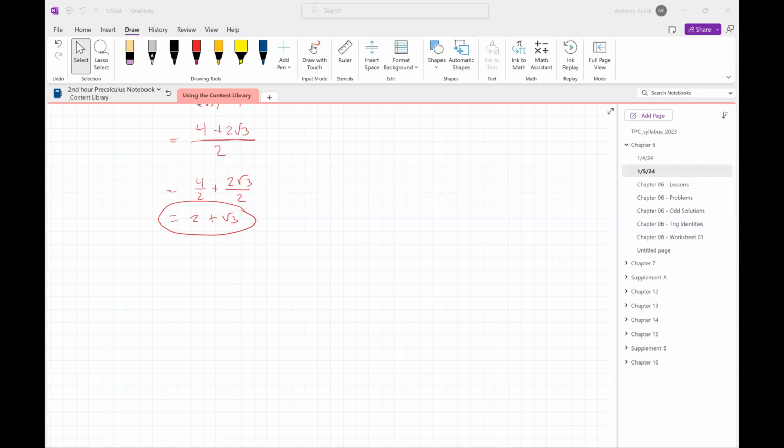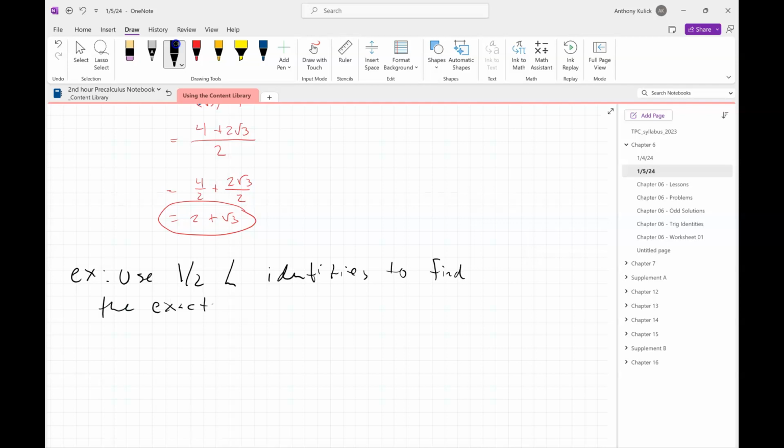Let's pick up where we left off. So we've done sum and difference and power reducings, right? We still have to talk about half angles. Let's do some of those. So let's say we want to use the directions, say use half angle identities to find the exact value of 75 degrees.